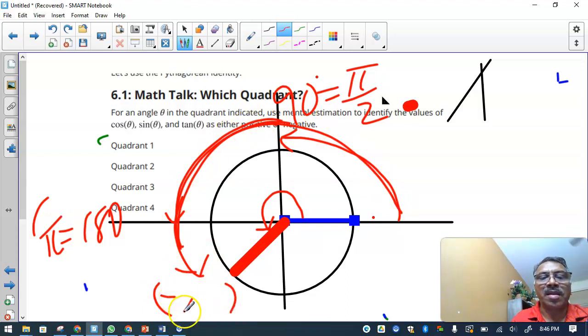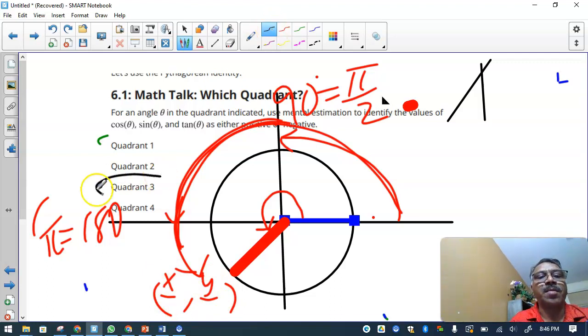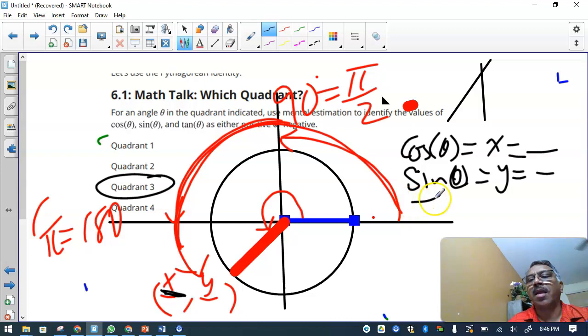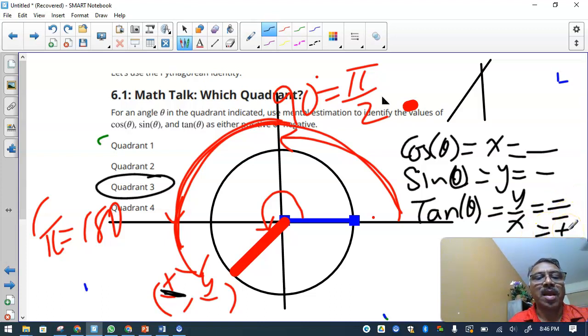Okay, so if you cross this 180 mark and go this side, both x and y are minus. So here, in the third quadrant, cosine of theta is x, and x is negative. Can you see this x is negative? And sine theta is y, and that also is negative. And tan is y over x, and that is minus over minus, which is plus. So tan is positive. I hope that takes care of it.